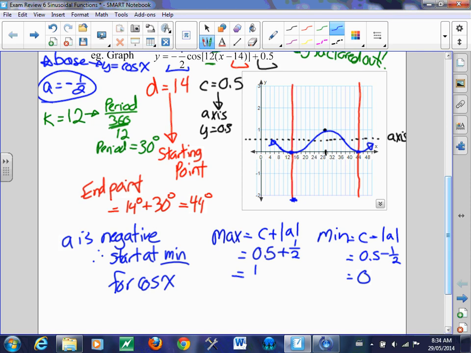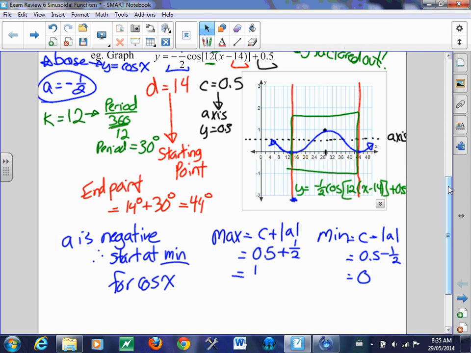Okay. All right. So now I can box in saying, hey, here's where I started. Here's showing one cycle. And if you can label it, y equals -1/2 cos(12x - 14) + 0.5. Sorry about having that 44 wrong, guys. Hopefully you can forgive me on that one. All right, so there is a graph of that.